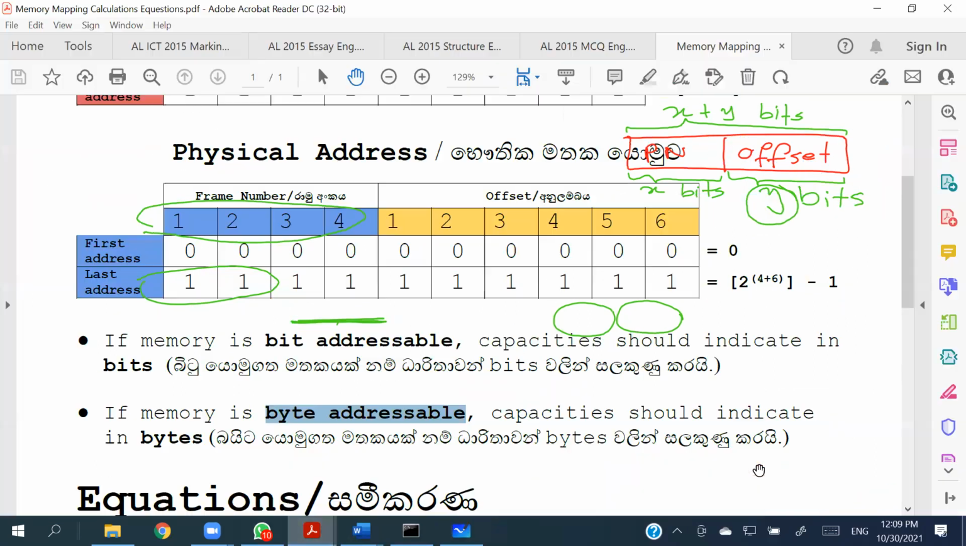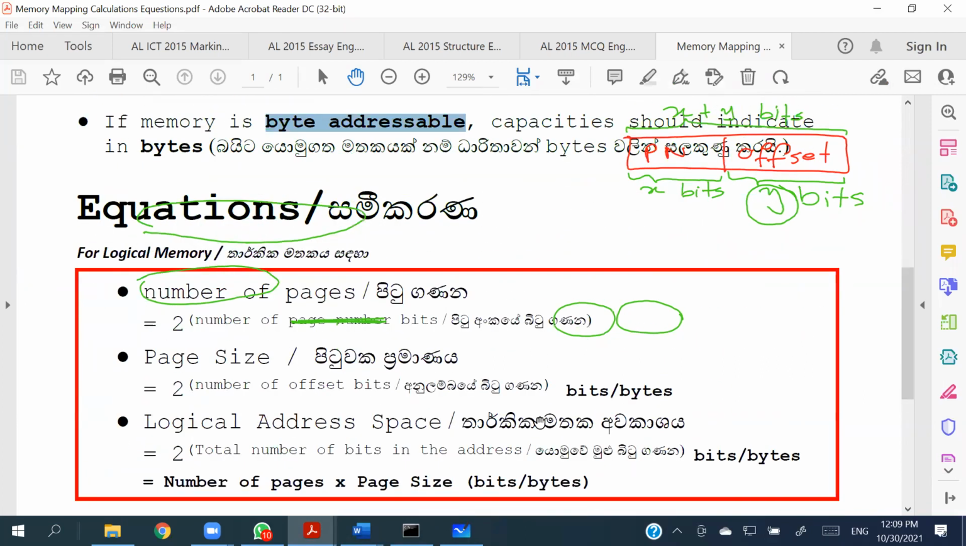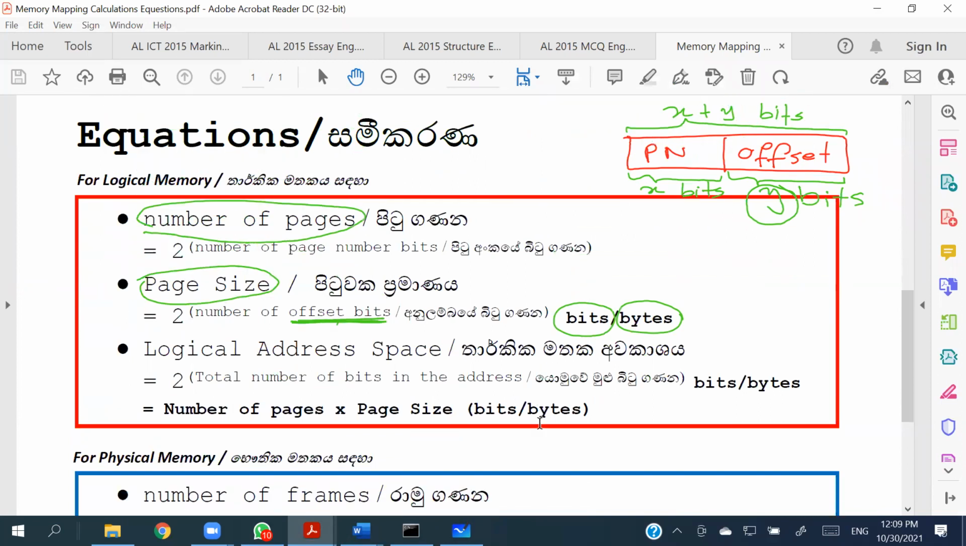Okay. So you have to concentrate on what kind of addressing mode is there with this particular memory. If it is bit addressable, the units will be in bits. If it is byte addressable, then the units will be in bytes, right? And very finally, the third equation: there is something called logical address space. Now, this logical address space has other names as well. Maximum memory capacity is also referred to as the logical address space, right?